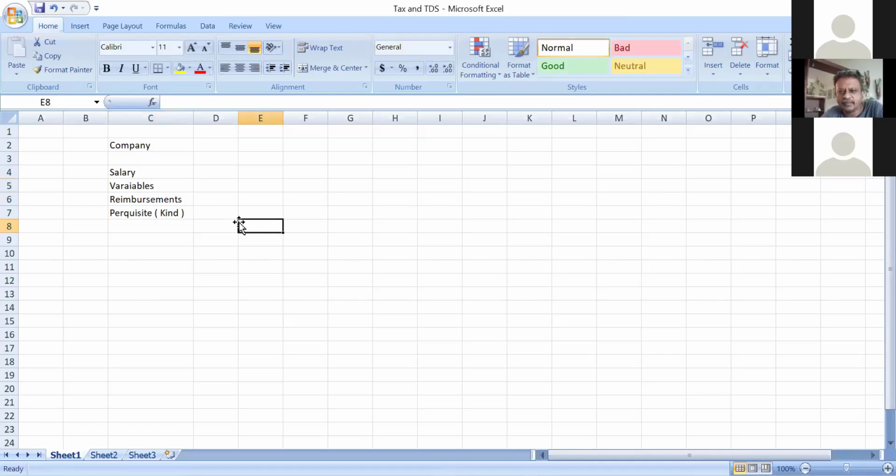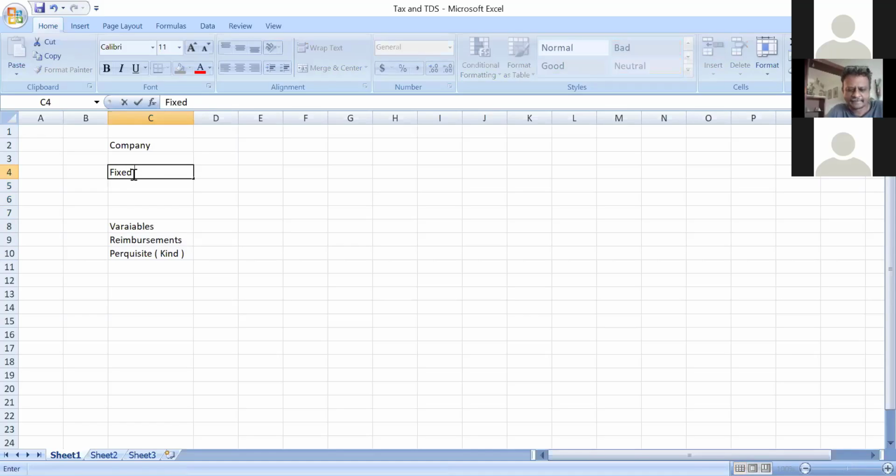Okay, now fixed salary, I'll call it the fixed component, can be divided into two parts, taxable and non-taxable component, with a limit. So these are the fixed amounts that you're getting. Basically, what does the company give you? It gives you a fixed amount.